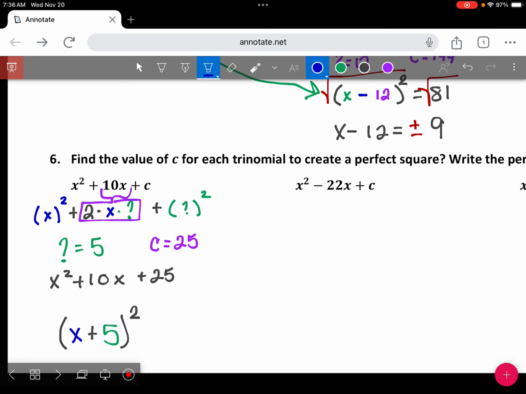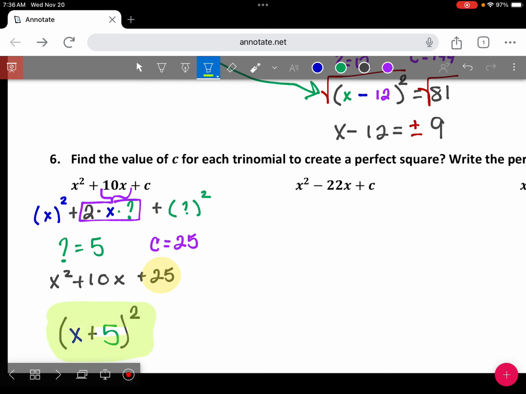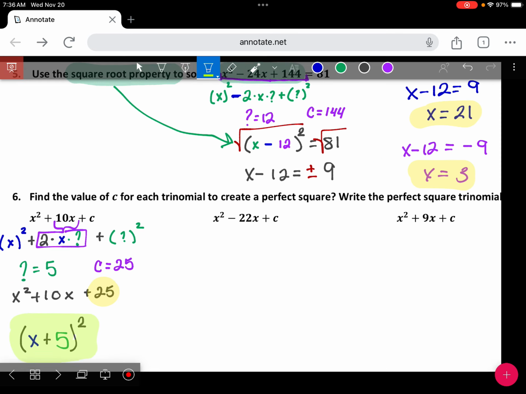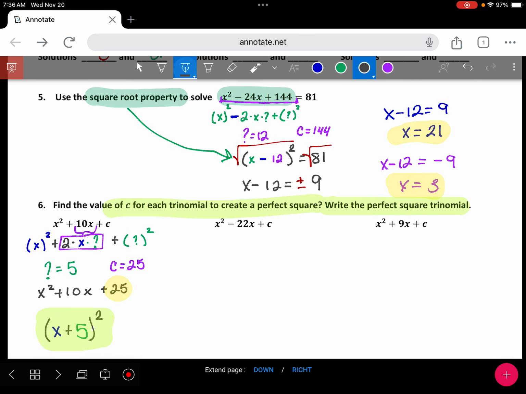All we need is to find C, which is the 25, and to put it in its perfect square form, because that's what these are. So for finding the value of C, it'd be that, C equals 25. Our perfect square trinomial would be that. I wrote that. Stop. You're done. Don't try and keep going.